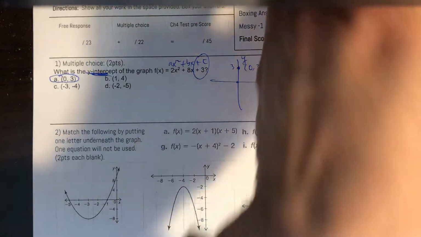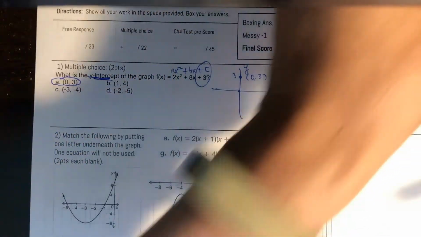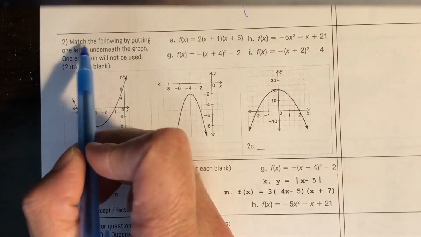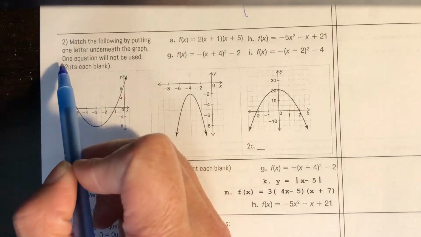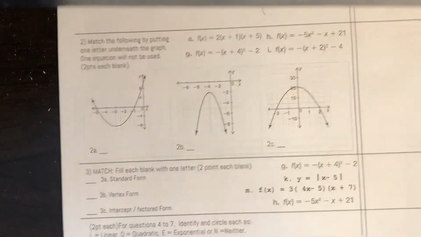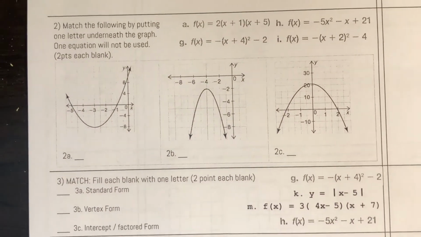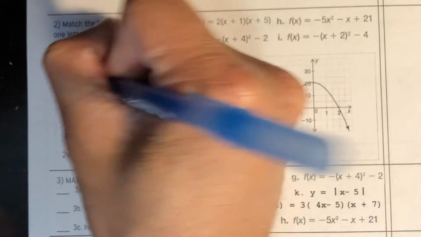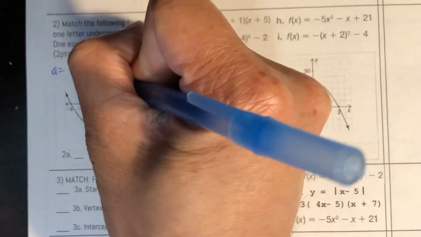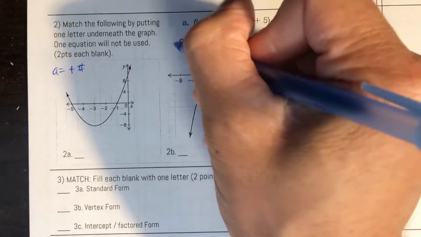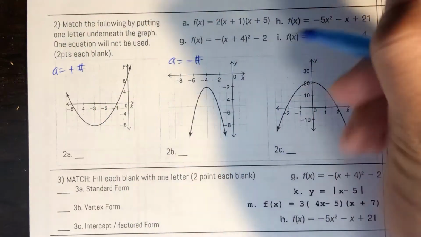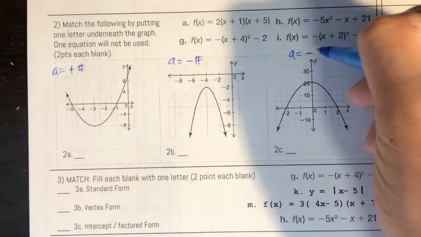Question number 2. Match the following by putting one letter underneath the letter. One equation will not be used. So I'm going to go through each of the graphs and give a general characteristic, and that'll help us match them. This A value tells us if it opens up or down, like a smiley face. This is a positive number. This one's pointing down, like having a negative day, so a negative number. And this has an A value that is a negative number.